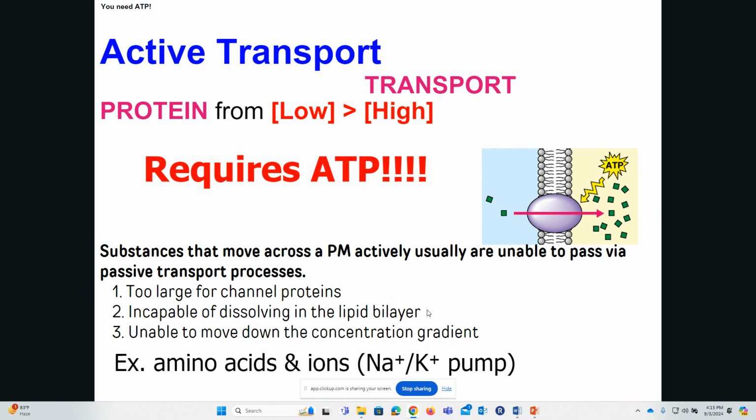Different types of transport proteins, oftentimes called transport pumps, may be utilized and are powered by ATP in order to achieve active transport. And that's what we're going to be looking at in the next video.